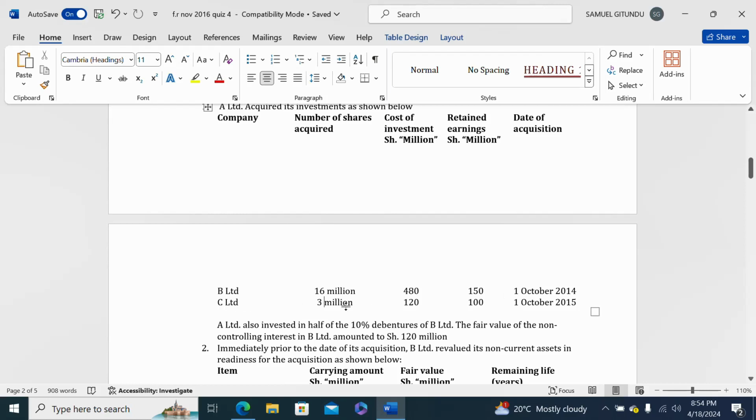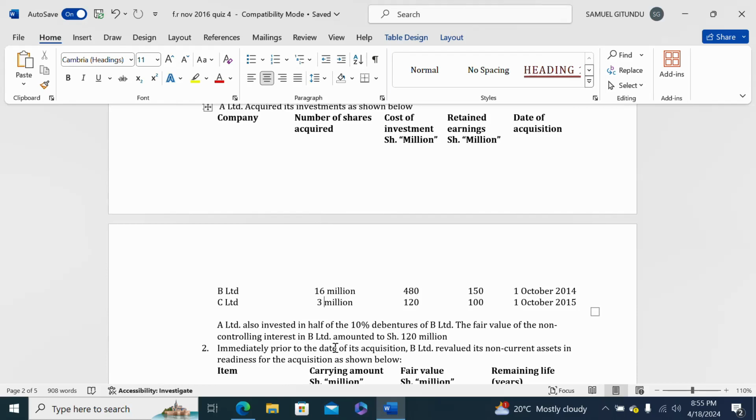C Limited: it acquired 3 million shares. The cost of investment was 120 million, and the retained earnings of C Limited at the date of acquisition was 100 million, and it was acquired on 1st October 2015. A Limited also invested in half of the 10% debentures of B Limited. The fair value of the non-controlling interest in B Limited amounted to shillings 120 million.